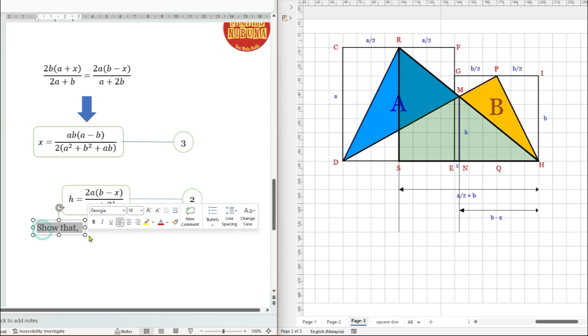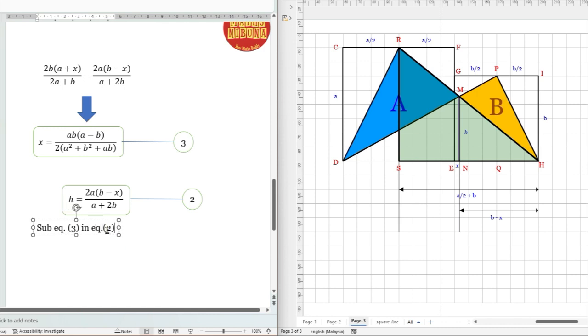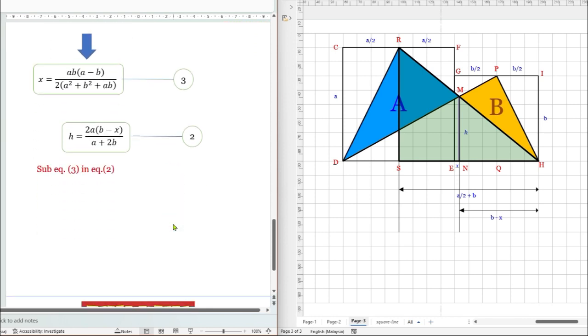Okay, put here. I substitute 2 in 3. I substitute equation 3 in equation 2. Okay, let's say 2. We can do anything, it's up to us. Okay, I substitute equation 3 into equation 1.